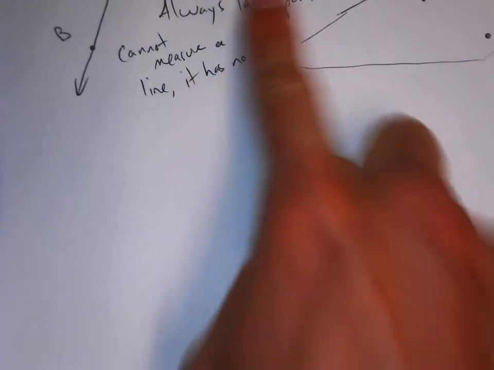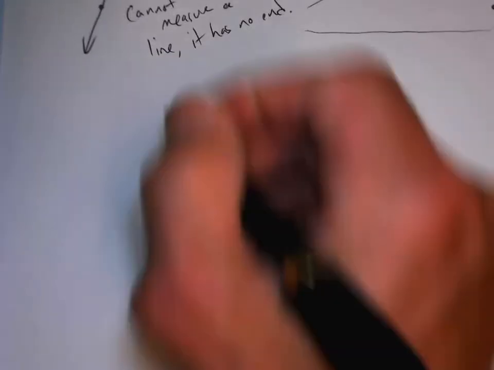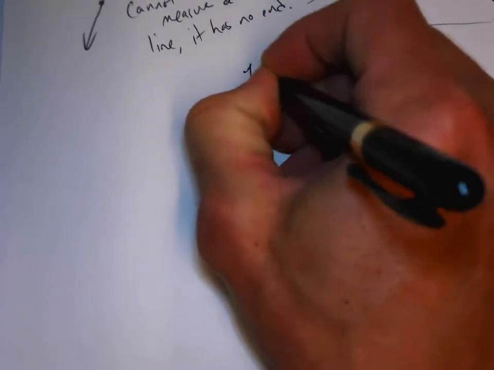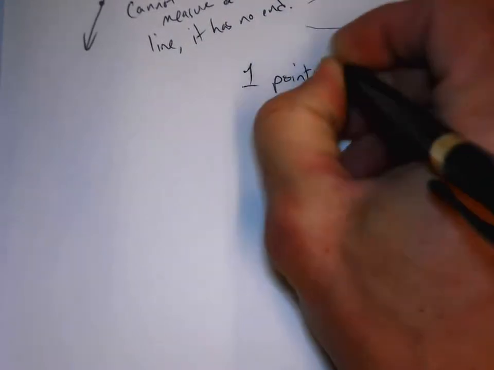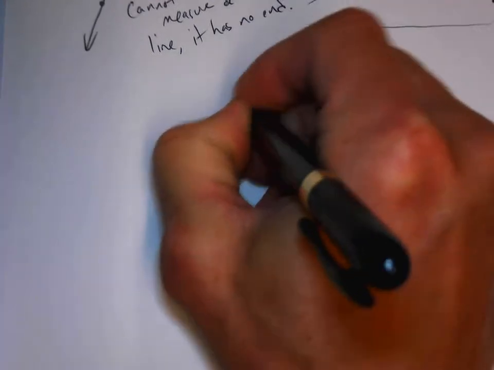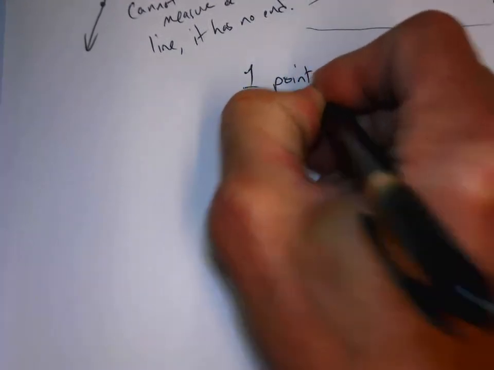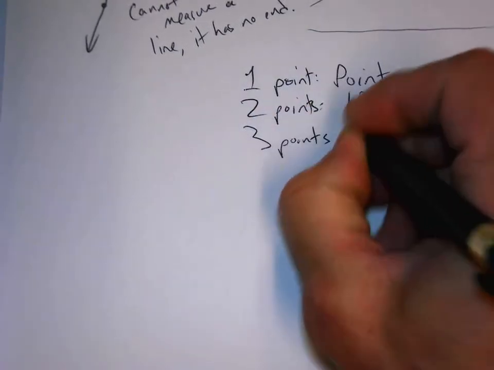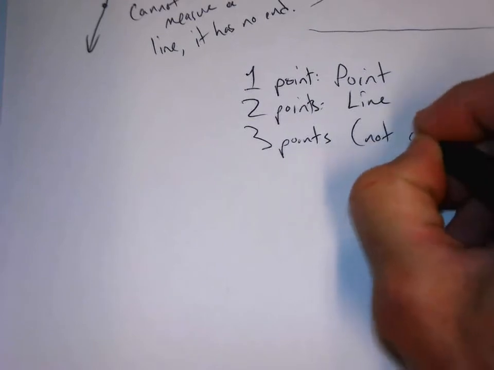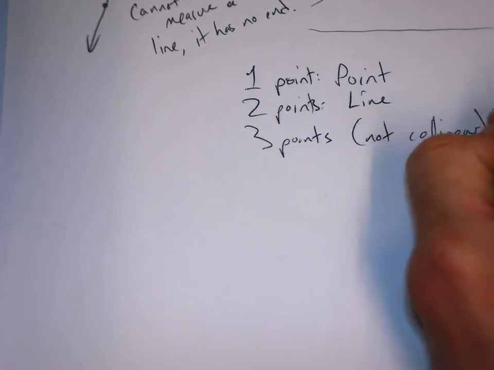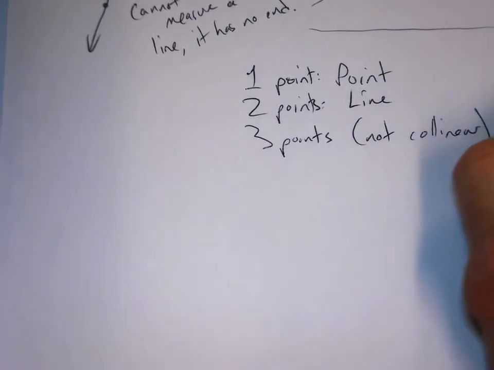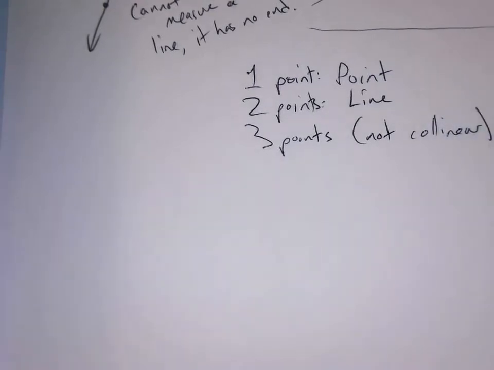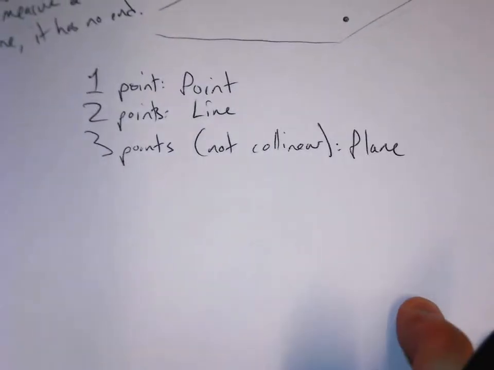1 point makes a point. 2 points makes a line. 3 points, as long as they're not on the same line, make a plane. All right, so 1 point is a point. 2 points can make a line. And 3 points, as long as they're not on the same line, and we call that collinear. Yeah, go vocab. 3 points not collinear make a plane. All right, so we have to know that particular concept. Points, lines, and planes, right?